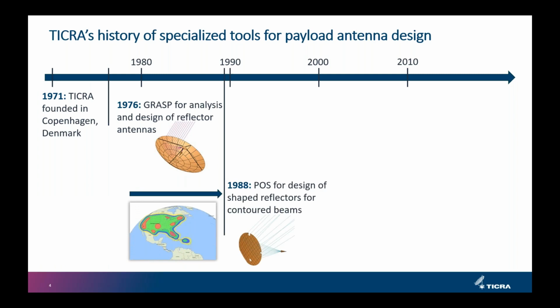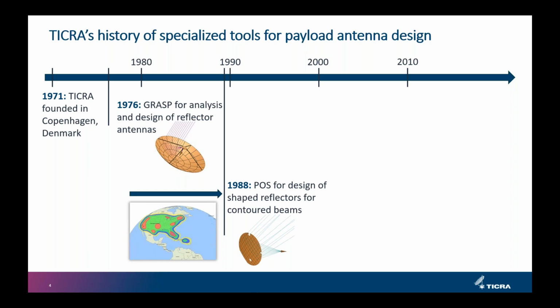Up through the 80s, it became more and more desired by the antenna providers to have contour beams from their reflectors. So this means that you could make a shaped beam like what we see down here, so that you only cover the part that you're actually interested in. Here it's the US. And in 1988, we released the first and still the only commercially available piece of software for this particular problem, called POS.